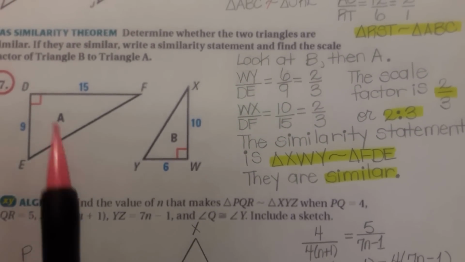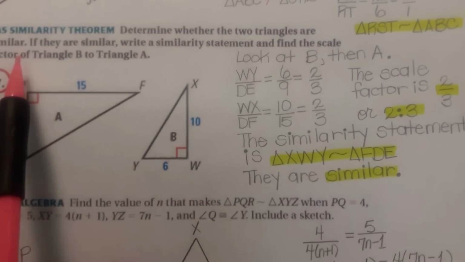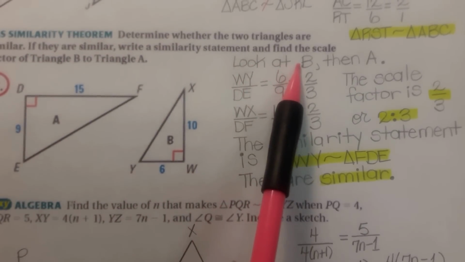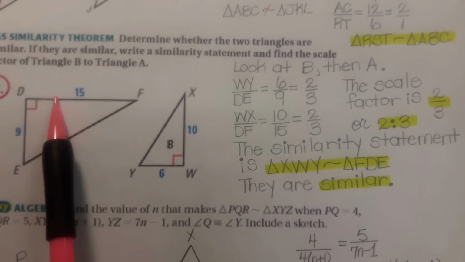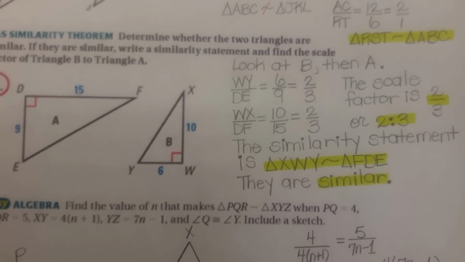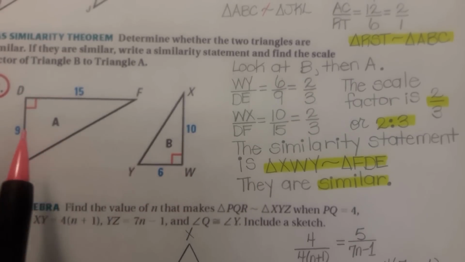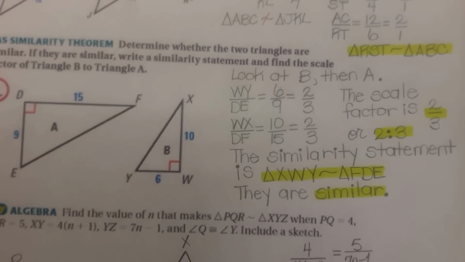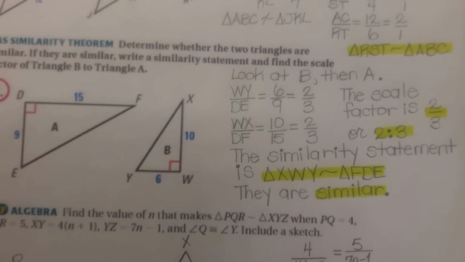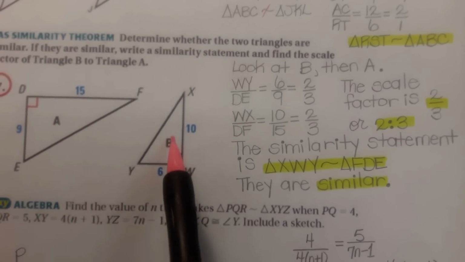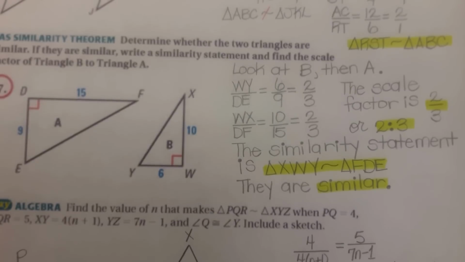Number 7. Number 7 says, determine whether the 2 triangles are similar. If they are similar, write a similarity statement and find the scale factor of triangle B to triangle A. So I'm going from B to A. So I'm going from small to large. If you cannot see the image, then you need to take one of the triangles and rotate it so it can line up with the other triangle.